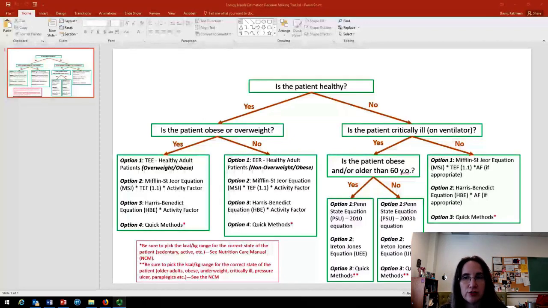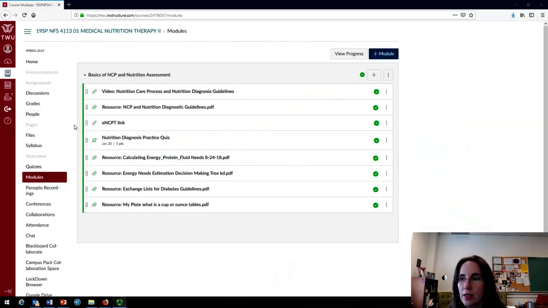First, let's find your tools in the course. They are located in the module titled Basics of Nutrition Care Process and Nutrition Assessment. The resources are located here. So in modules within the part of the course called modules, we have the resource called Calculating Energy, Protein, and Fluid Needs, and then we also have a decision-making tree.